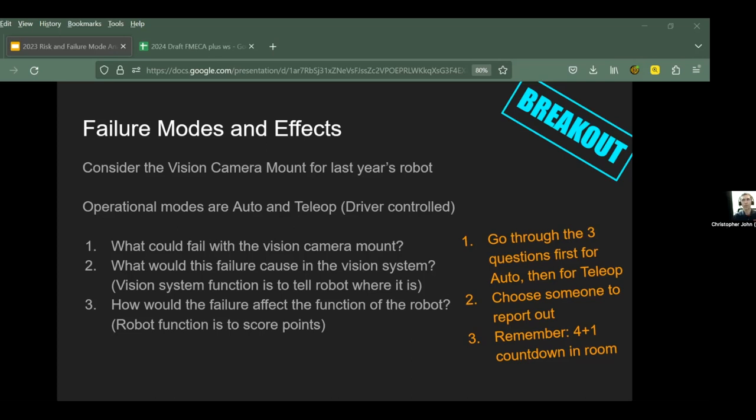What could fail with the vision camera mount? And what would this failure cause in the vision system? I gave you an idea of the vision system function. And how would the failure affect the function of the robot, the full system? So go through those three questions, first for auto, and then for teleop. Make sure to choose someone to report out. And remember, we will have the 4+1 minute countdown in the breakout room.